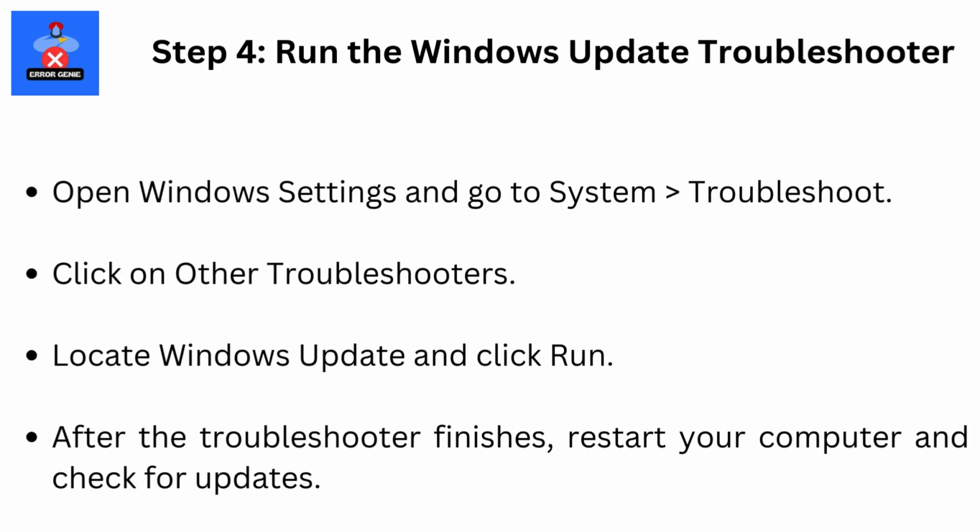Step 4. Run the Windows Update Troubleshooter. Open Windows Settings and go to System, Troubleshoot. Click on Other Troubleshooters. Locate Windows Update and click Run. After the troubleshooter finishes, restart your computer and check for updates.